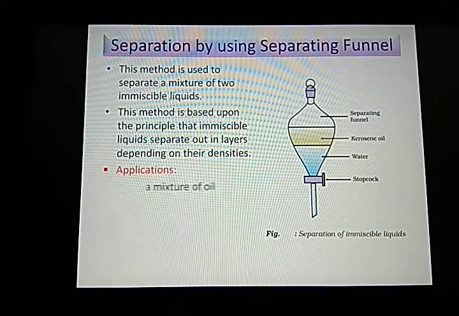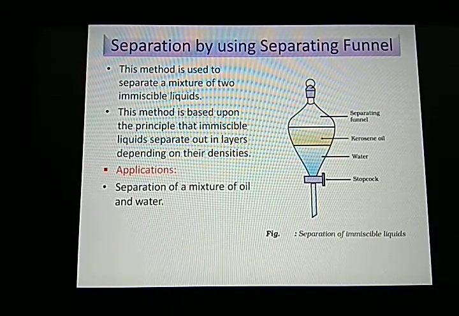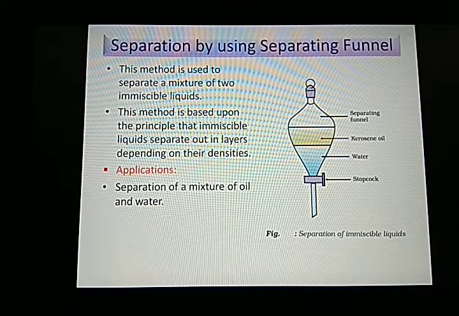So where is this method used? For the separation of a mixture of oil and water. Yes, any kind of oil, not only this kerosene oil, any kind of oil. We know that oil and water don't mix. So we can use this separating funnel for separating out the water and the oil. Clear?